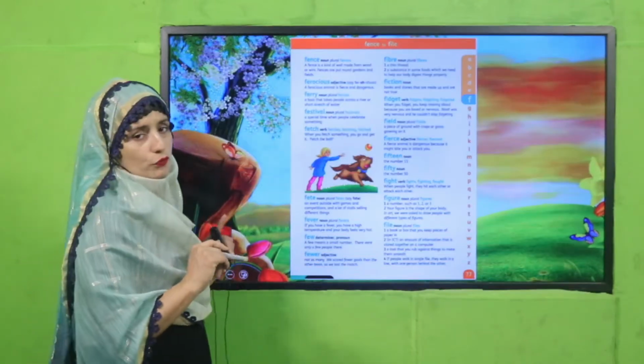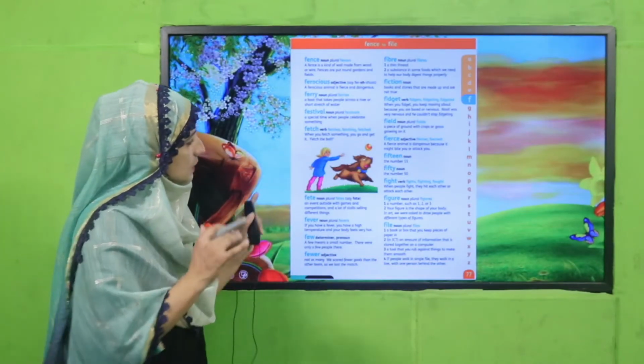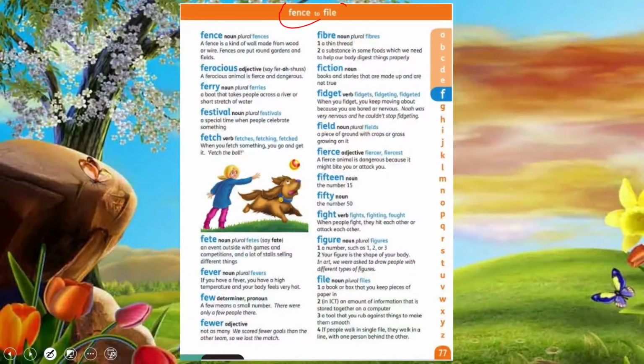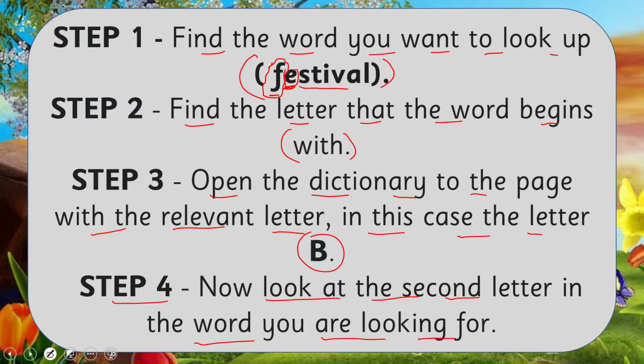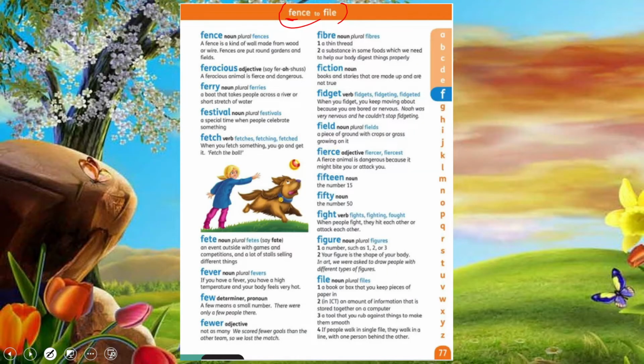We are going to find it. This is a dictionary page and we are going to find our word. These are the entry words, fence to file. So it means we can find our word, because their first word is FE and our word comes after FE, festival. So let's find it. See and find, hurry up. Yes, there is the word we have found. Is it clear now? This is the way that we can find a word in the dictionary.